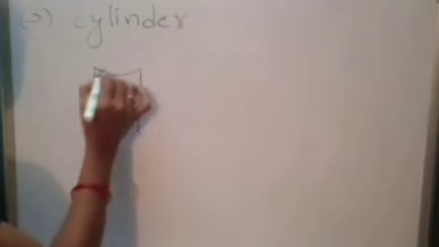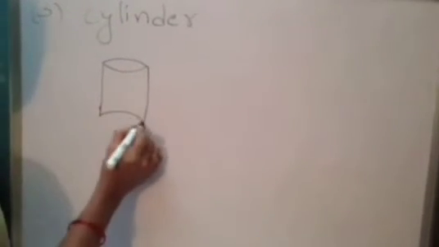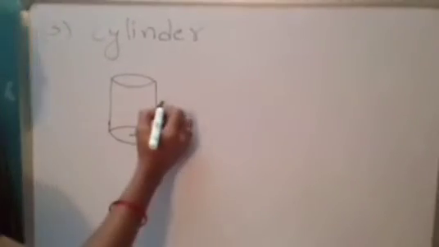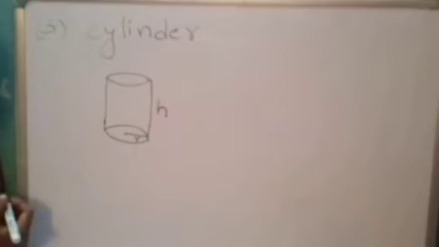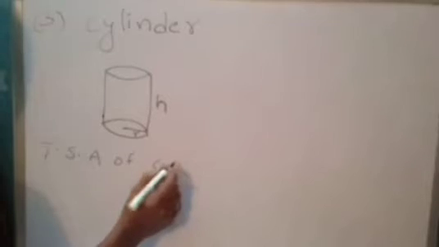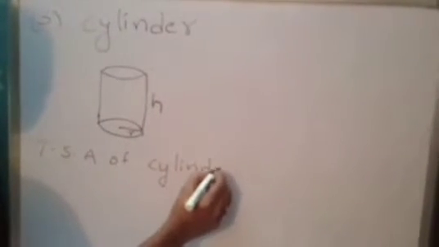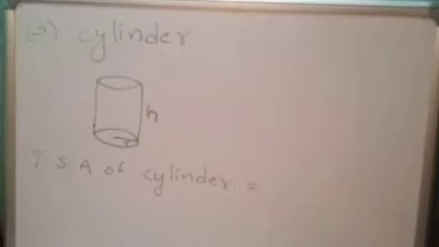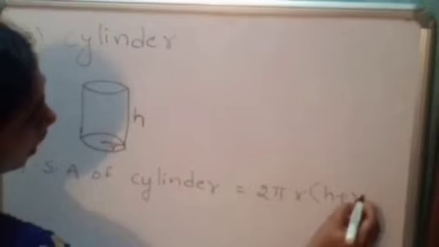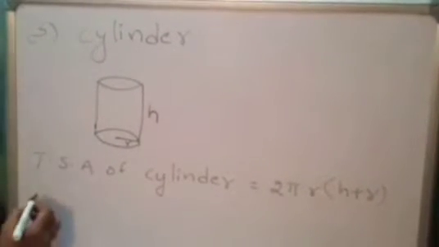And next formula, right circular cylinder. Shape of cylinder. This is the radius of circle. This is the height of the cylinder. Total surface area of cylinder equals 2 pi r into (h + r).